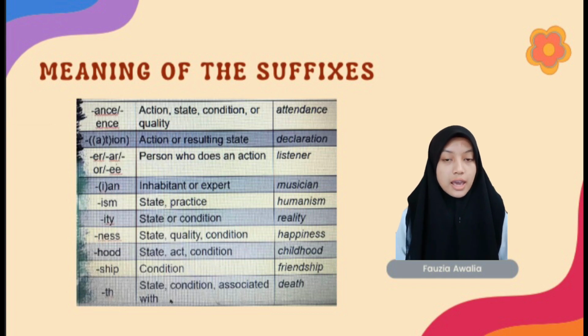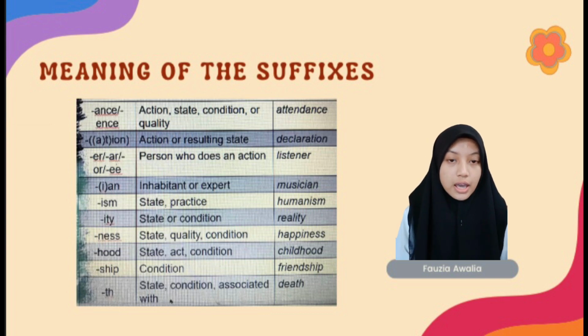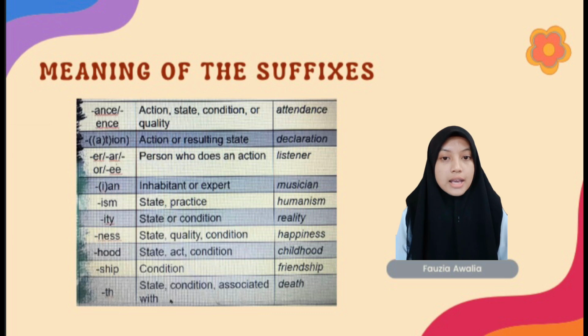Seven is NESS. NESS refers to state, quality, condition, and the example word is happiness. Eight is HOOD. HOOD refers to state, act, condition, and the example word is childhood. Nine is SHIP. SHIP refers to condition, and the example word is friendship. And the last is TH, refers to state, condition, associated with, and the example word is depth.